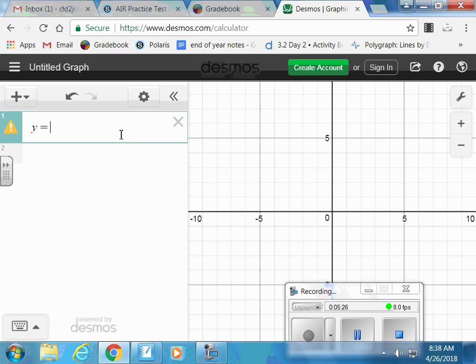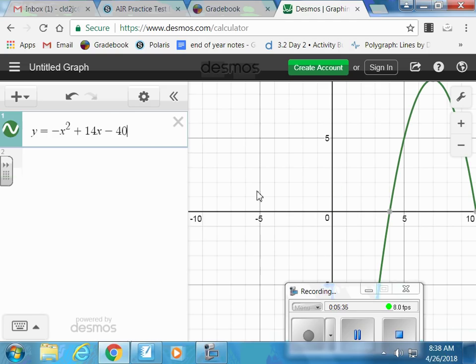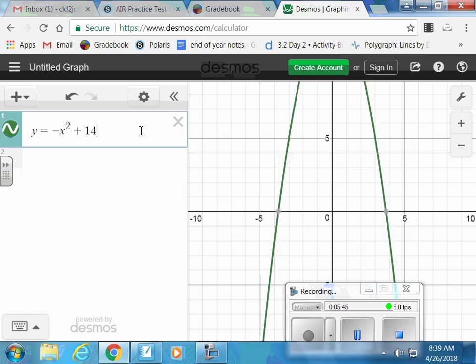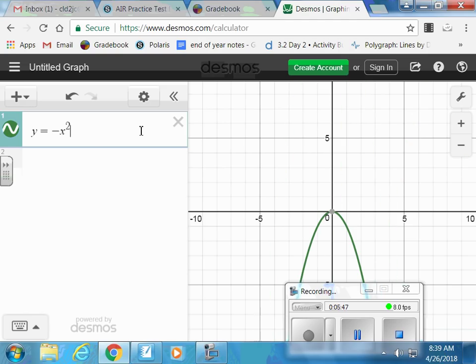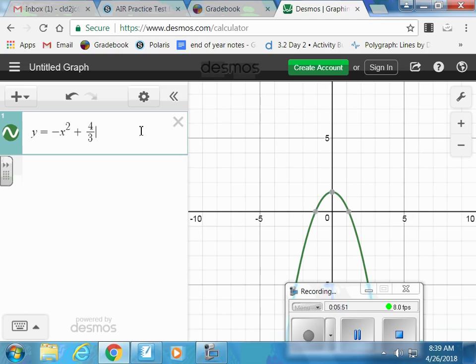Again, we have to use x's, not t's, so be careful on that. Negative x squared plus 14x minus 40. I think I messed up. Oh yeah, I messed up. I typed in the next point, sorry. Plus 4/3 x plus 1/4. There we go.